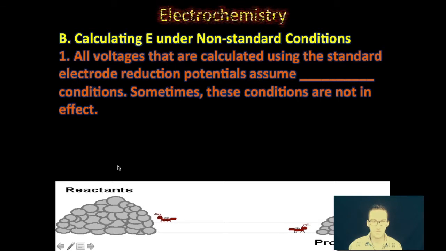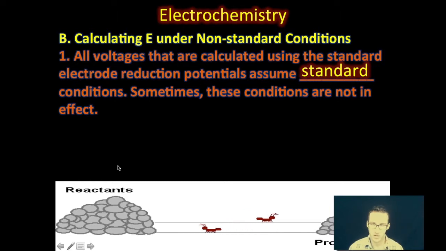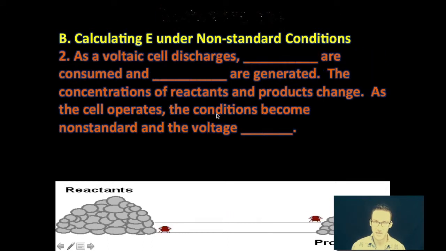Okay, and then the last thing we need to talk about here for today is how we can calculate the cell voltage under non-standard conditions. So when we don't have those nice 1 molar concentrations, what is the voltage going to be? Keep in mind that all voltages that are calculated using the standard electrode reduction potentials assume standard conditions. But sometimes, like in the lab we're going to do, those conditions are not in effect.